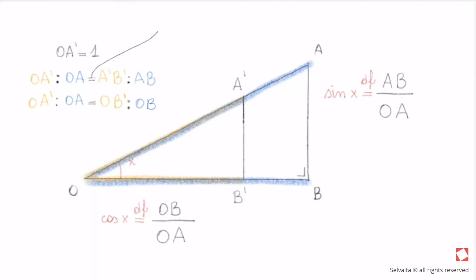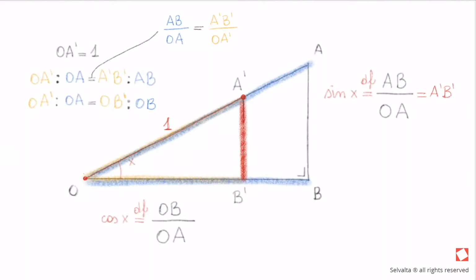From the two equalities just written, we deduce AB over OA equals A prime B prime over OA prime. And since OA prime equals 1, we obtain that the sine of x coincides with the side A prime B prime in the normalized triangle. Henceforth, in the right triangle with hypotenuse 1 and angle x, the sine of x can be identified as the length of the side opposite to the angle x.